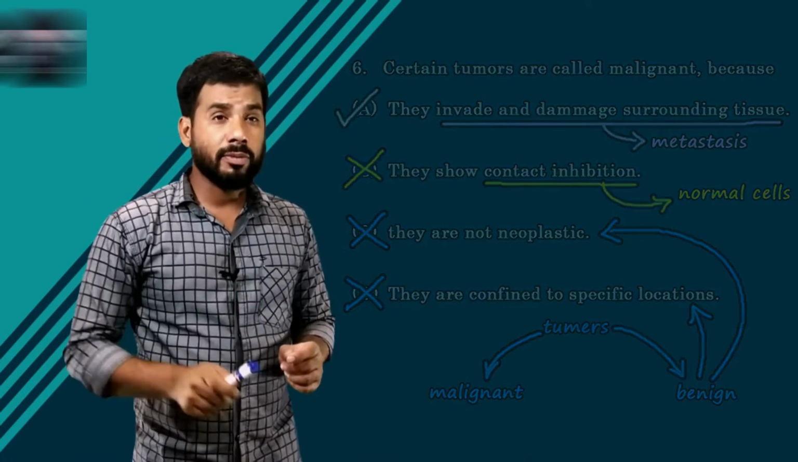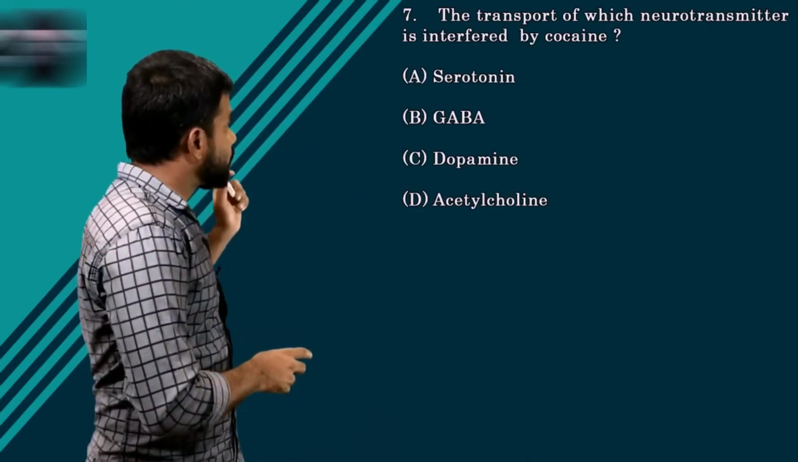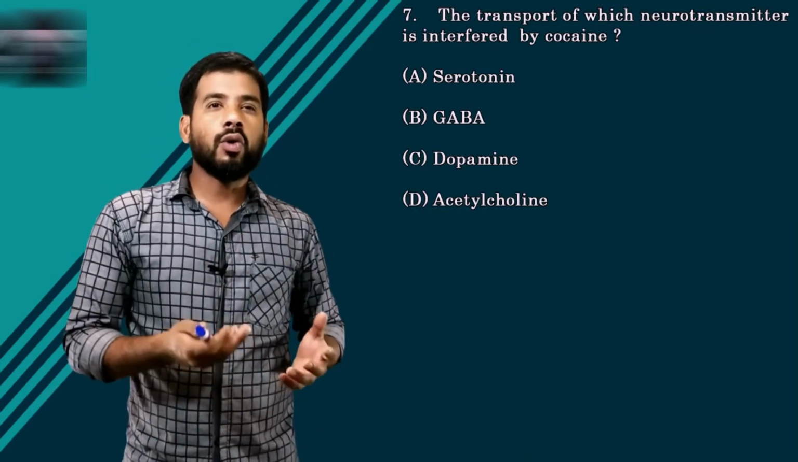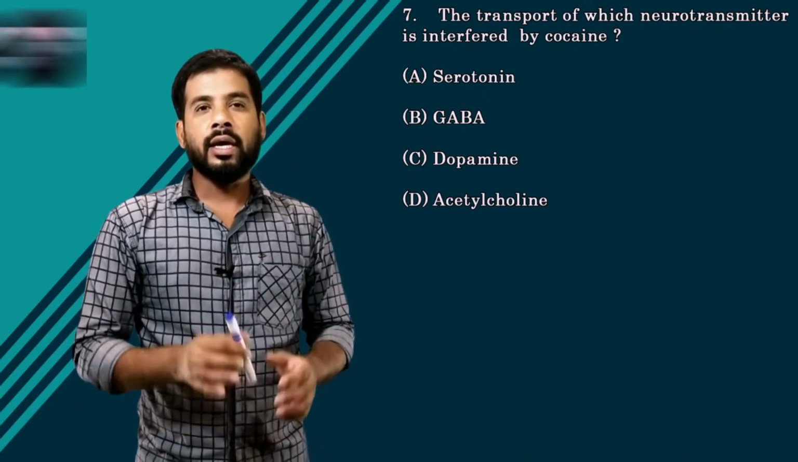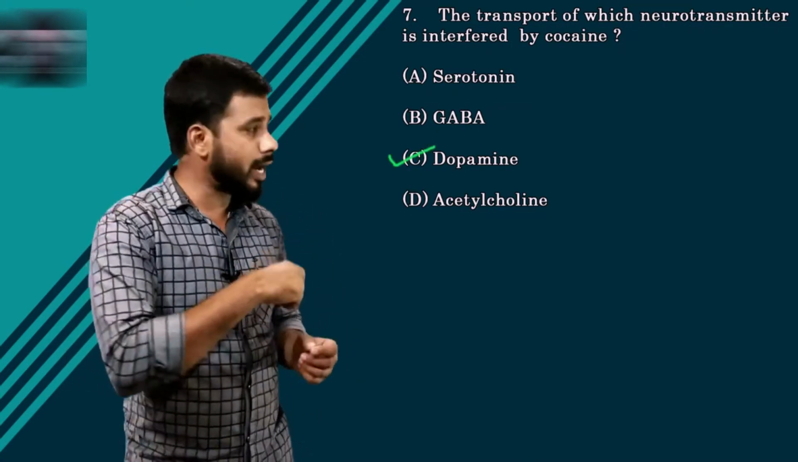Now let us take question number 7. The question is, the transport of which neurotransmitter is interfered with by cocaine? This is a direct, knowledge-based question, and the answer is dopamine. So dopamine is the right answer.